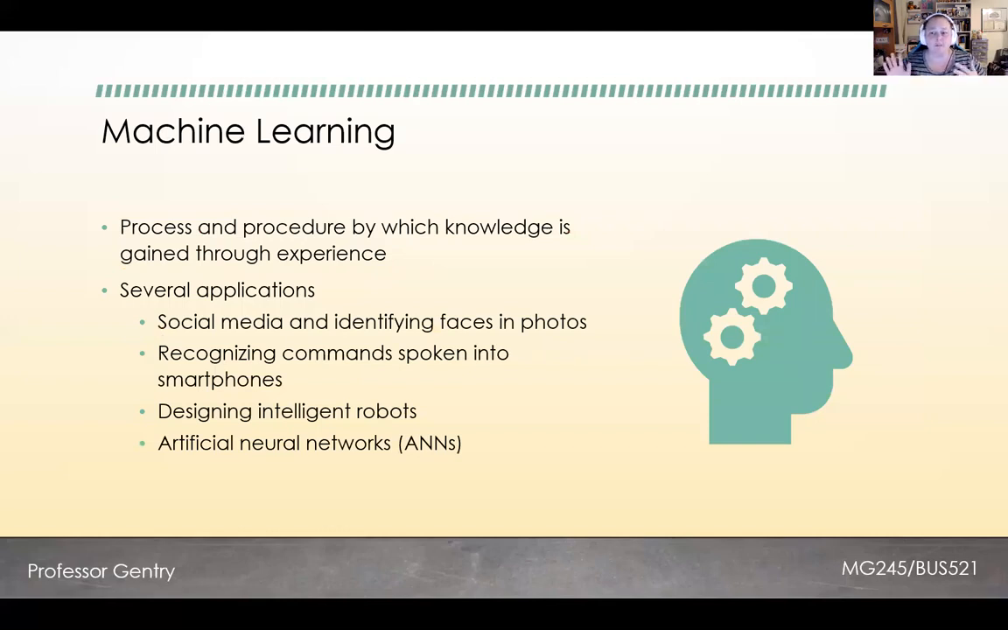Now, shifting a little bit away from fuzzy logic, we're going to look at machine learning. Machine learning is a process and procedure where knowledge is gained through experience. Machine learning is used in several applications such as social media, face recognition, voice recognition, intelligent robots, and artificial neural networks.